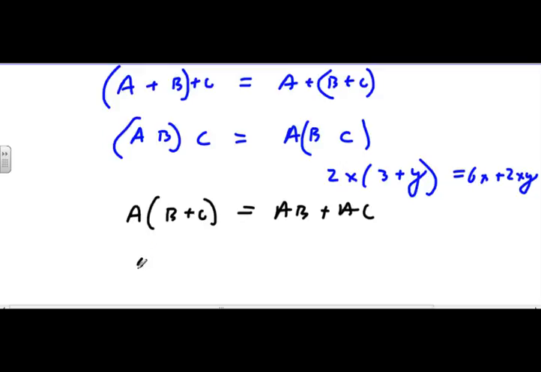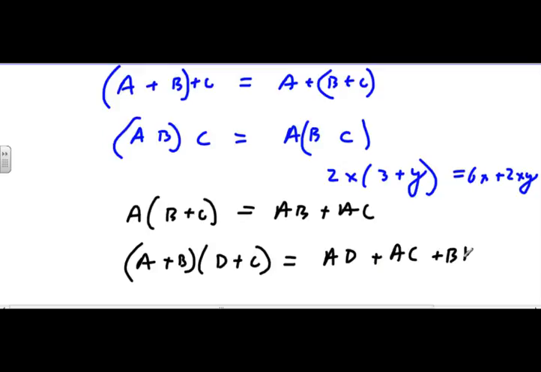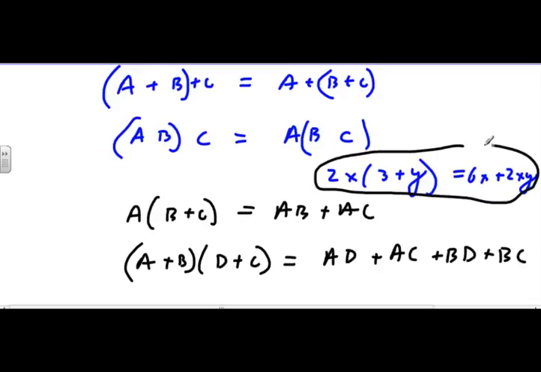I could have A or B and D or what happened to C? C. And I could have AD or AC or BD or BC. The difference between our math and Boolean algebra is that in Boolean algebra we're only allowed to be true or false. We're only allowed to be 1 or 0. So that's where the difference is.